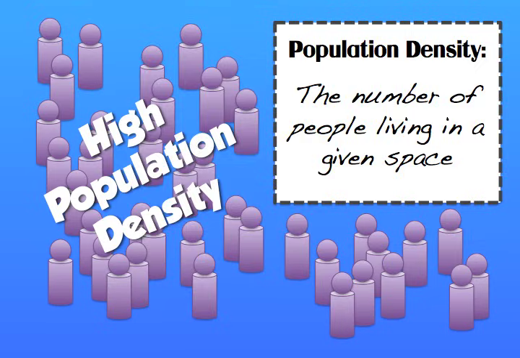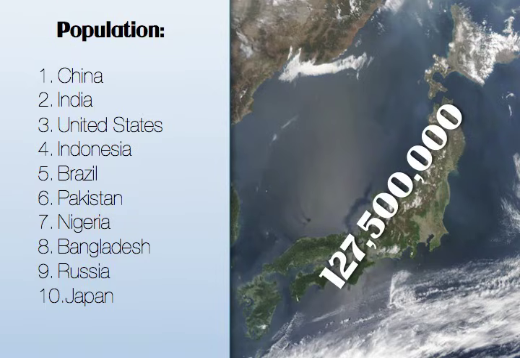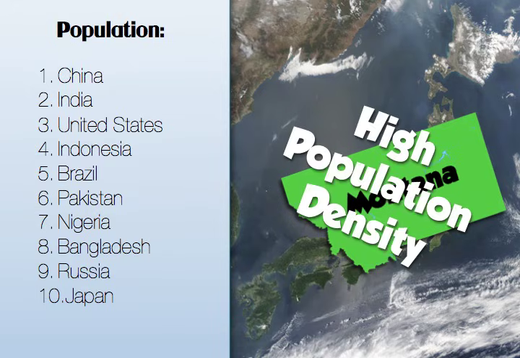Well, let's look at Japan. Japan has a population of over 127 million people. That's about 40% of the population of the United States and ranks it 10th on the list of countries in the world in terms of population. Now, that also, though, tells us that Japan crams this very large population of people into a space only about the size of the state of Montana. So, does that mean that Japan has a low population density or a high population density? That's right, they have a very high population density.